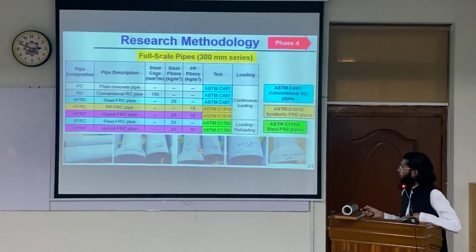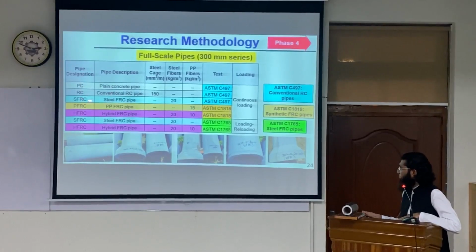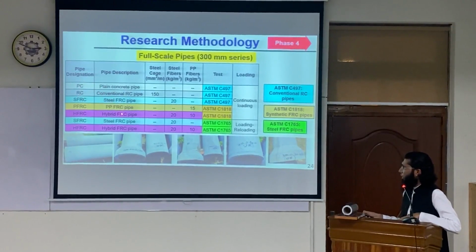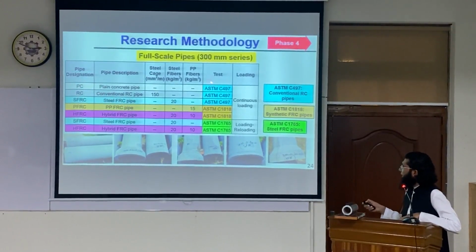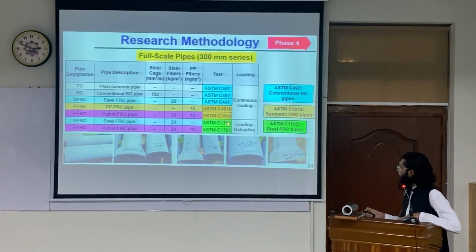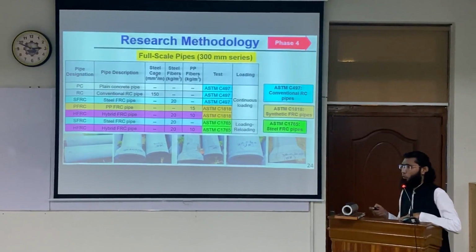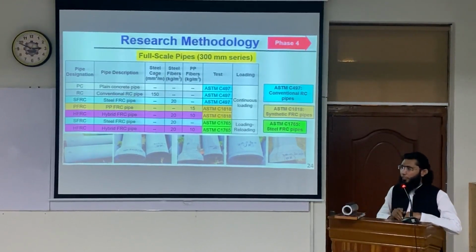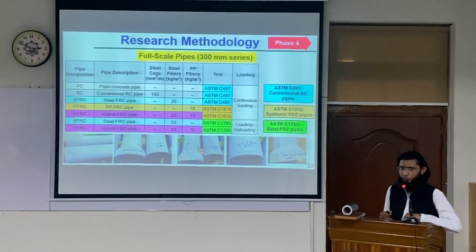So this is the full test matrix for the full-scale 300 millimeter diameter pipes. Different pipes were tested: plain concrete, reinforced concrete pipe, and 3 different types of fiber-reinforced concrete pipes. The loading was continuous loading according to these 2 standards, C497 and C1818. And C1765 requires loading the pipe up to the crack load, then unloading it and reloading the pipe to test the effectiveness of the fibers.